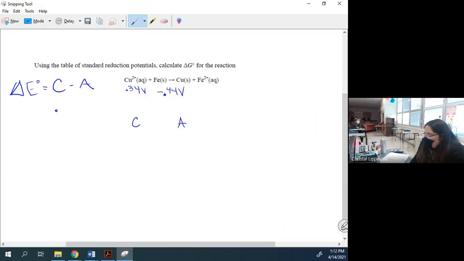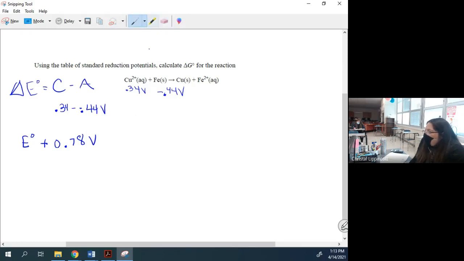So I'm going to take my cathode value and minus my anode value. But that was a negative, right? So 0.34 minus a negative 0.44 is going to give me 0.78 volts, and it's a positive value. So this reaction has a positive value for this. Now, we need to check this out in terms of our delta G.